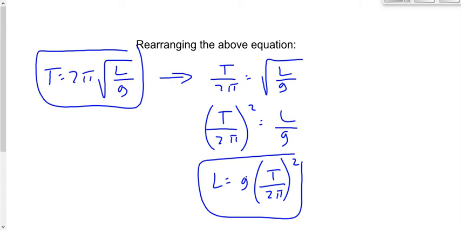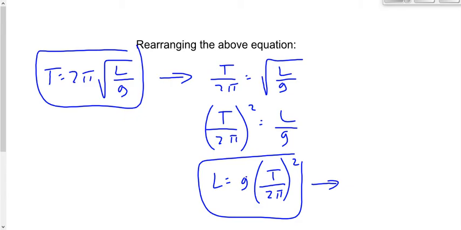But maybe we want to solve not for L, maybe we want to solve for g. Maybe you're doing an experiment at the top of Mount Everest. You want to find out what the gravitational field strength is. We know how to calculate it, right? We're in that last unit. But how do you actually measure it? Take a pendulum up to the top of Mount Everest. Swing it back and forth. Measure the period. Measure the length of it. Determine what little g is.